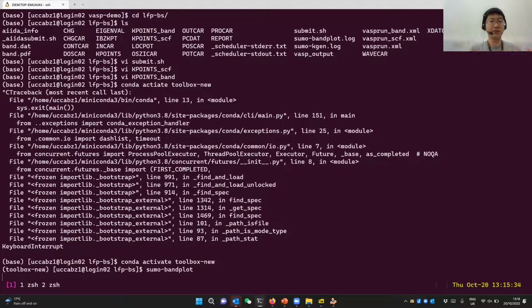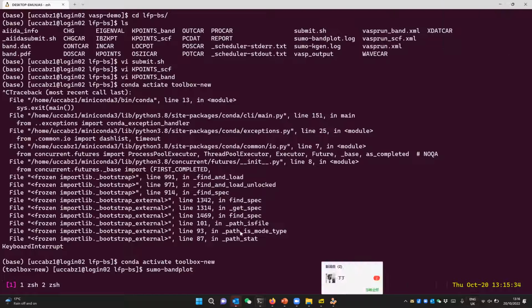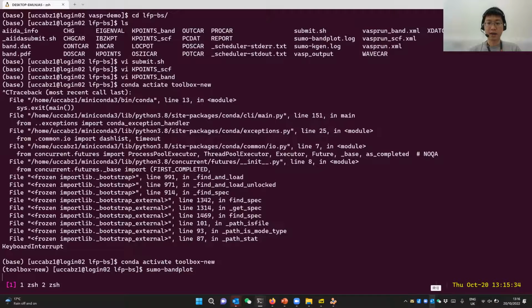So this is the post-processing step that I meant. VASP does not generate the plot itself, but you have to use some other tools. But the good thing is there are many tools around.